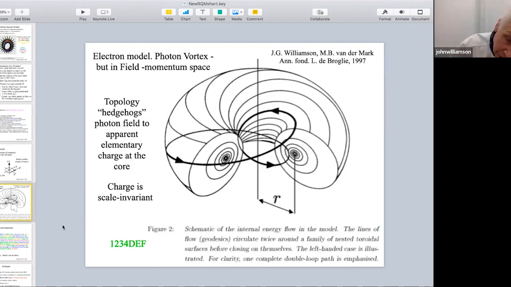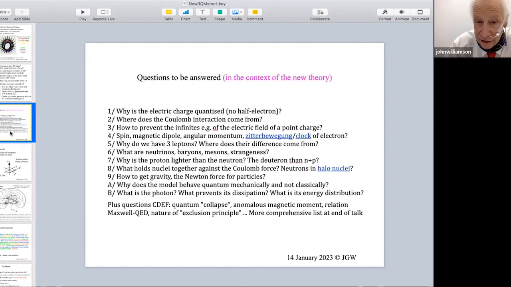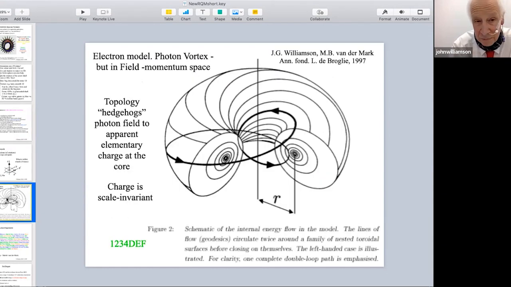Now you'll see down here, there's a little thing in green. It says 1, 2, 3, 4, DEF. What does that mean? That means this pertains to questions 1, 2, 3, and 4 and D and E and F. So going back to the questions, what have we answered here? Why is the electric charge quantized? Well, because such objects come in units, and you can calculate the electric charge from this model, because you know how much you put into it.